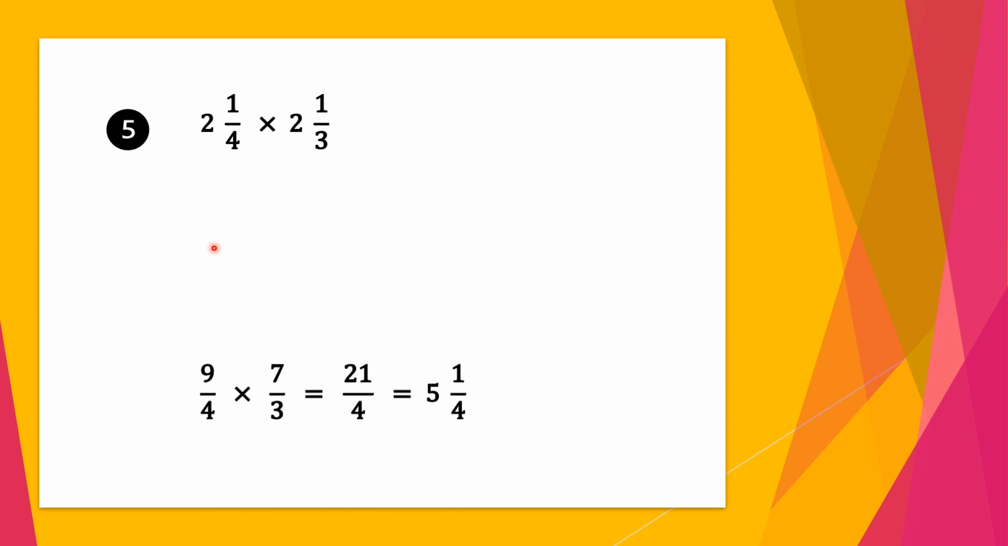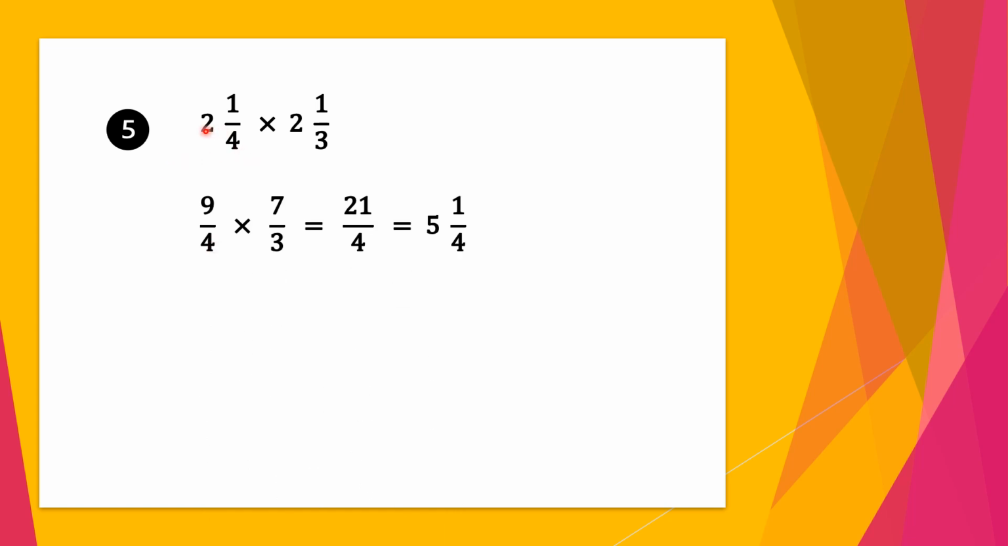Moving on to question 5. So the first thing we do, we convert our mixed fractions into normal fractions. So 4 times 2 is 8, add 1 is 9. And we bring our denominator 4 as it is. We bring our multiplication sign as it is, and we do the same thing for the second fraction. 3 times 2 is 6, add 1 is 7, and we bring our denominator 3 as it is. Now we have a normal fraction multiplication.